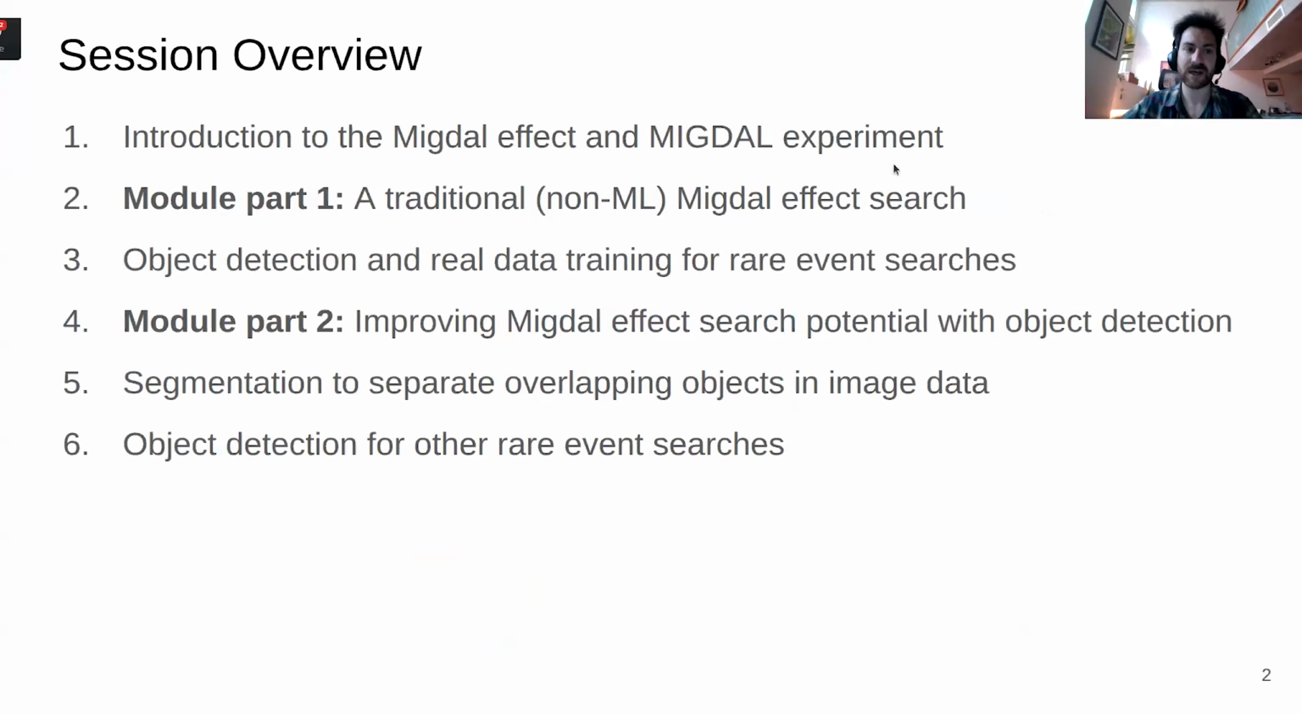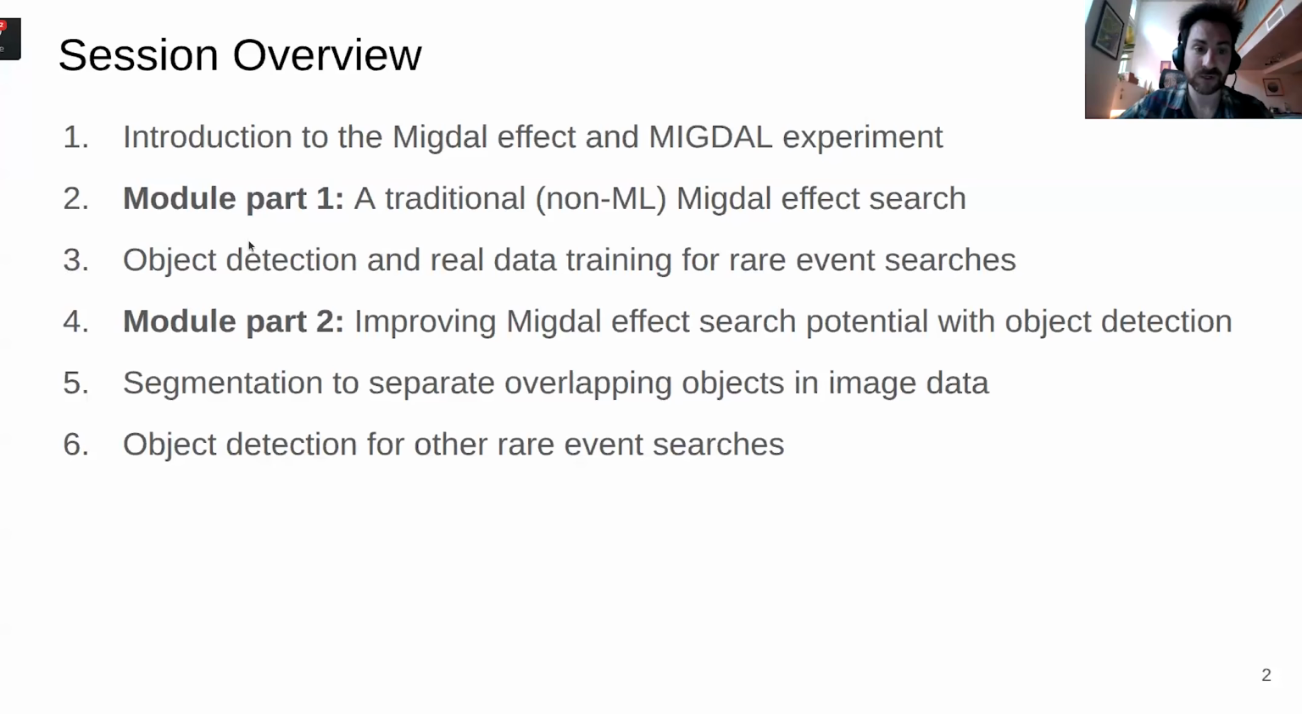So let me start by giving a quick overview of how the session is going to be laid out. I'll start with an introduction to the Migdal effect and the Migdal experiment, because that's the specific rare event search we're focusing on today. Then we'll go into the Google Colab module, which I'm splitting into two parts. The first part goes through a non-machine learning based Migdal effect search. This gives you an idea of how you can search for the Migdal effect in a traditional way, and it'll build your intuition on what the Migdal effect looks like and how to find it. Then in step three, we'll jump into the machine learning aspects.